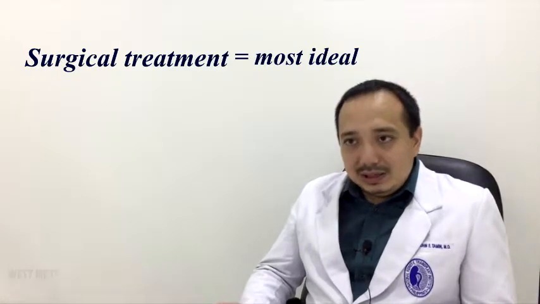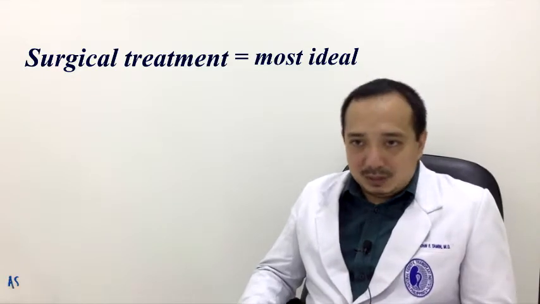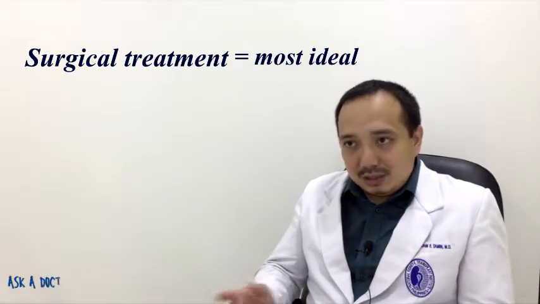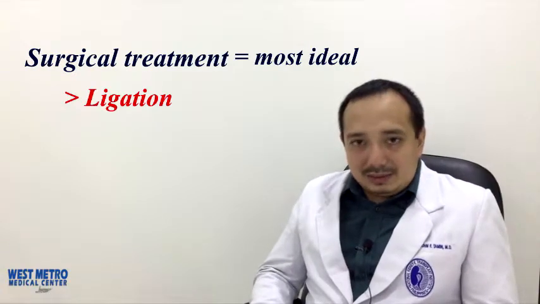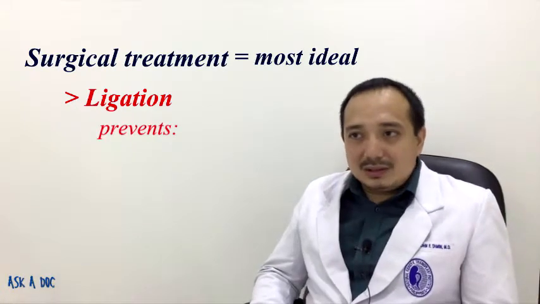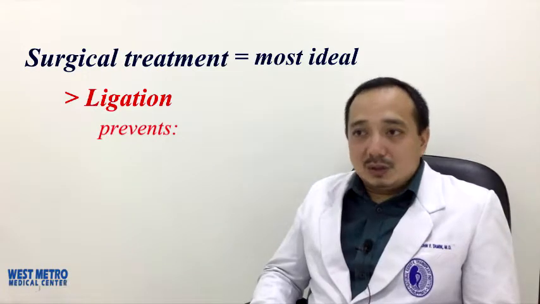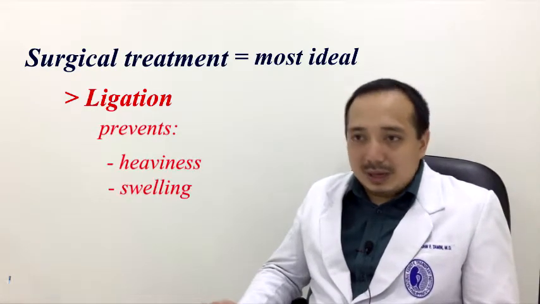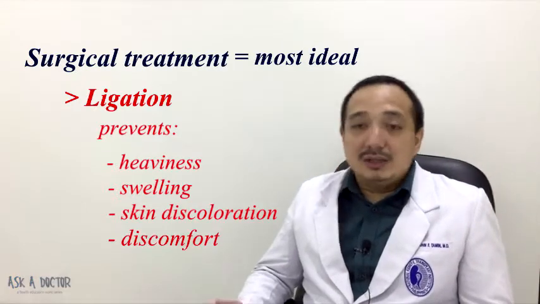Now, we go on to the surgical part, which is the most ideal. And the surgical part has many types of treatment. But as a whole, the general idea is that we ligate the veins that are problematic, and it prevents the veins from giving the patients symptoms of heaviness, swelling, skin discoloration and discomfort.